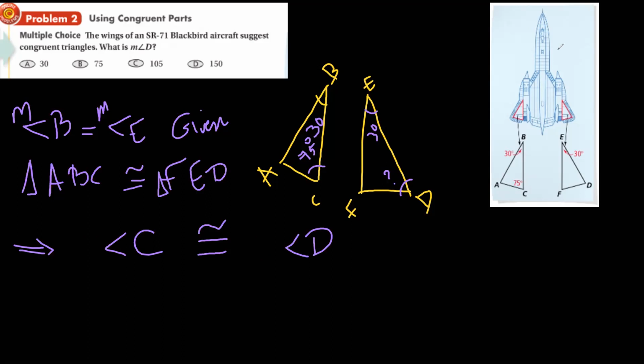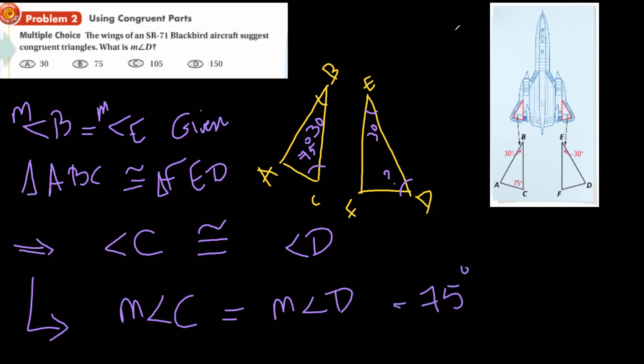Since the angle C is congruent with the angle D, I can say that the measure of angle C is equal to the measure of angle D, which is equal to 75 degrees. Is it clear?